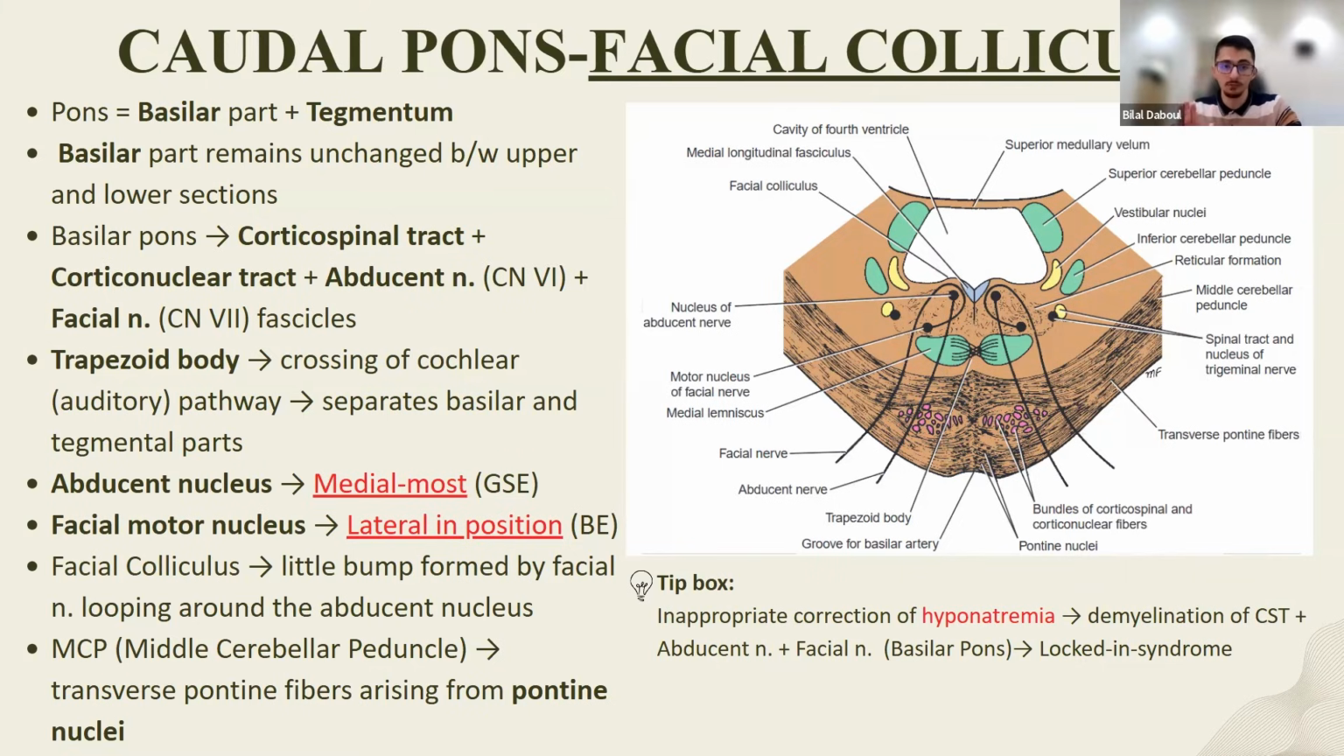And the patient will present with quadriplegia, most importantly, and the only thing he maintains is vertical gaze. That's it. Okay, he's aware sensory-wise. However, in terms of motor planning and swallowing or whatnot, motor functions of the head and neck, motor functions of the body, it's completely gone. This is very important. So rapid correction of hyponatremia leads to locked-in syndrome, where the basilar pons is involved bilaterally. That's it for the caudal pons.